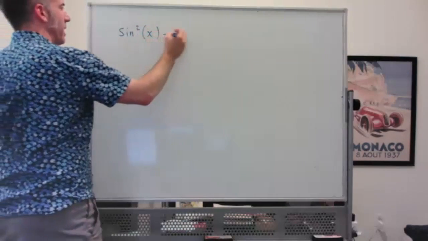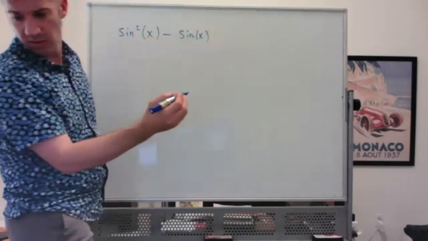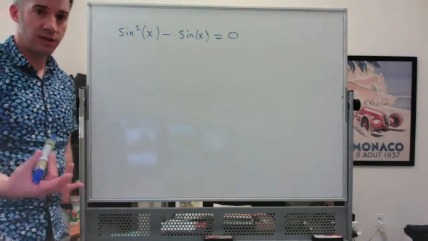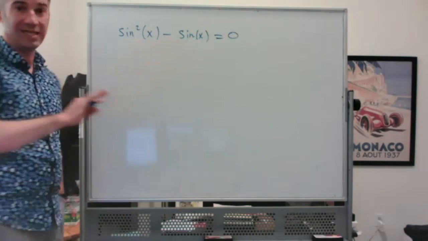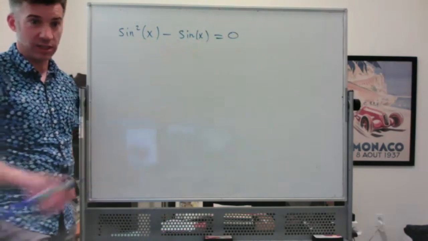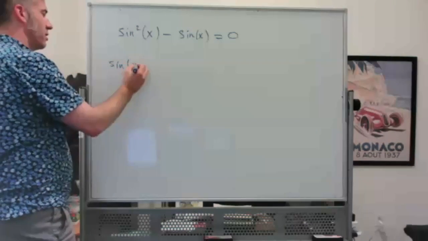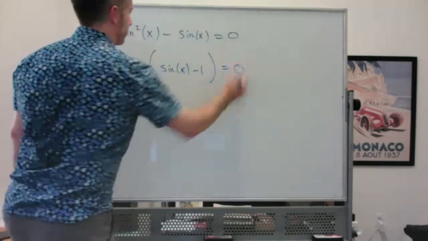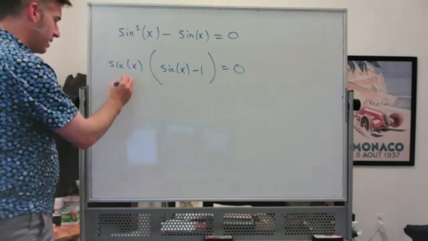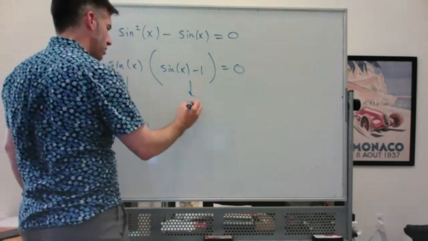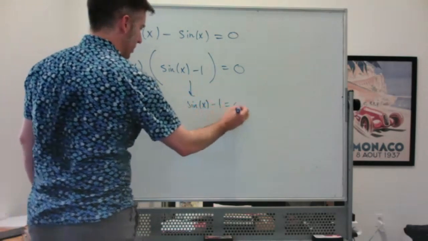Let's say I want to solve sine squared of x minus sine of x equal to 0. Here's the thing: if you've got the same trig function with different powers of it, you're going to have to factor. I can factor out a sine of x from each of these, and say this is sine of x times sine of x minus 1. So then I either need sine of x to equal 0 or sine of x minus 1 to equal 0.